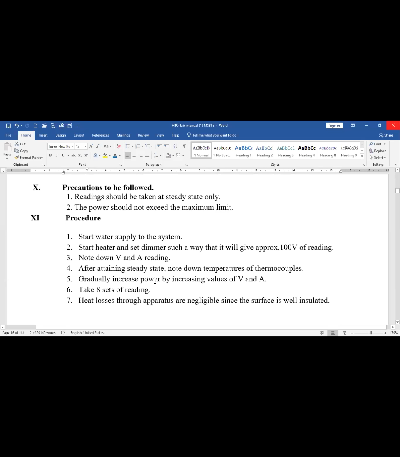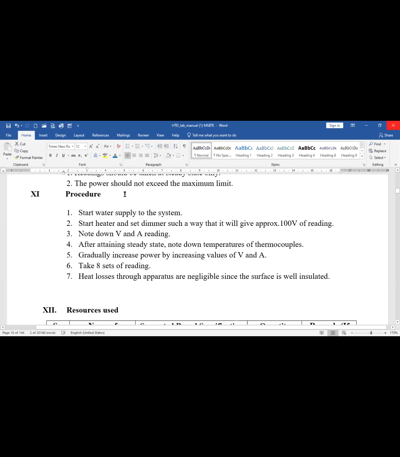Then precautions to be followed. Reading should be taken at steady state only. So in all the experiments, we know that after reaching the steady state temperature only, we can have the actual or accurate readings. The power should not exceed the maximum limit. So whatever the set point we have set, that is the voltage as well as the temperature expected, according to that voltage and temperature only, we have to check the power supply.